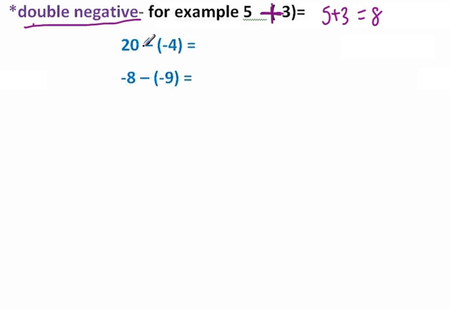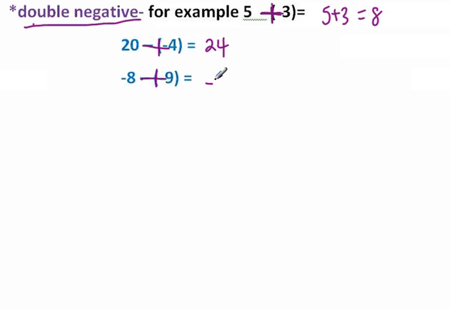I'm going to use that same trick. I'm going to turn this into a giant plus sign. 20 plus 4 is 24. Same thing here. These become a giant plus sign. Now notice this negative out here was not part of it. It's just the double negatives right next to each other.